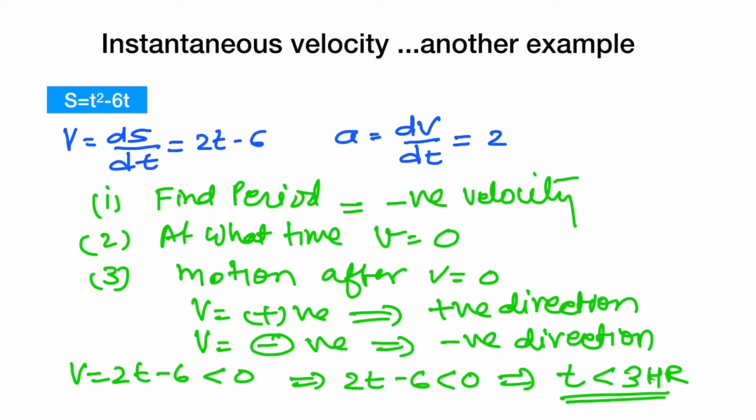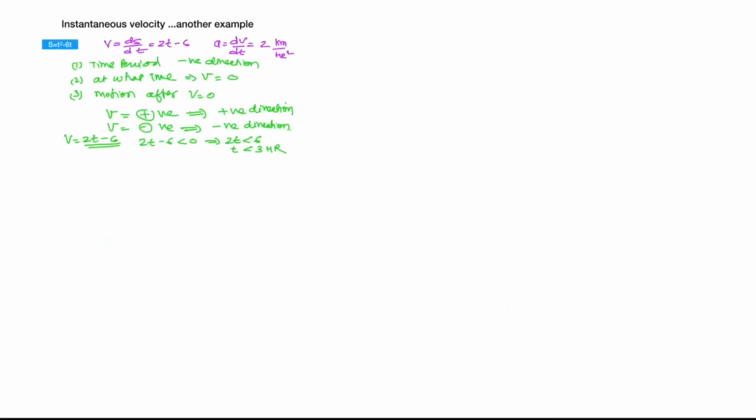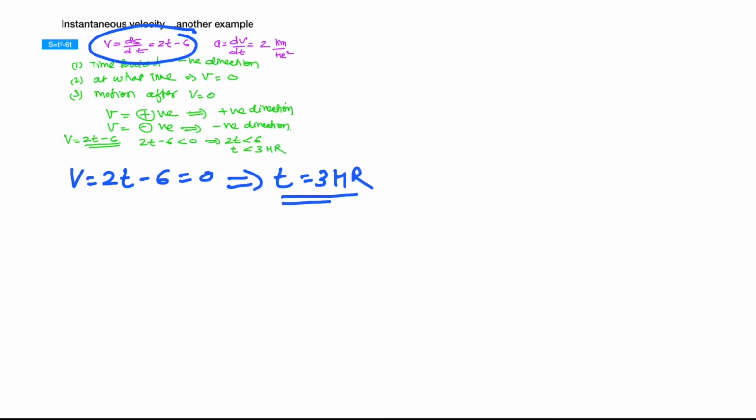Now let's move to question number 2. At what time will my velocity be 0? To find that, we have to use this equation and put it equal to 0. So v equal to 2t minus 6 equal to 0. This gives you t is equal to 3 hours. That means the car's speed will be 0 at the instant when time is equal to 3 hours. Now for question number 3, motion after v equal to 0 means motion after 3 hours.